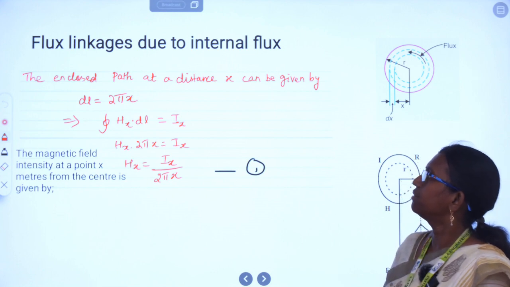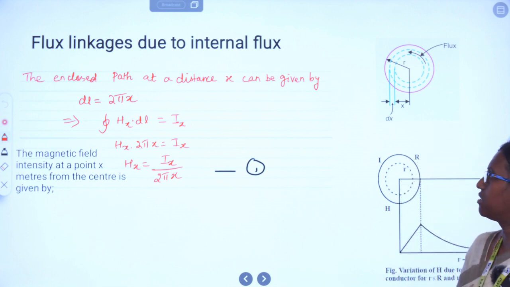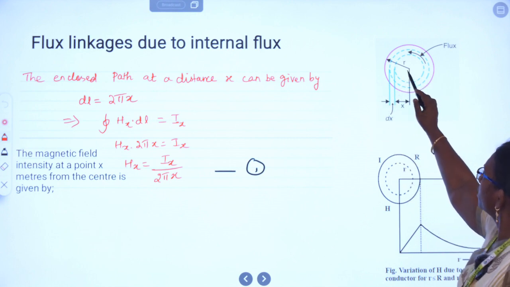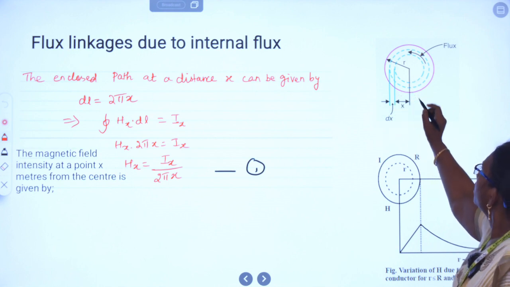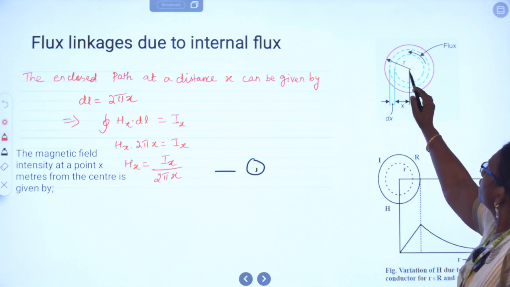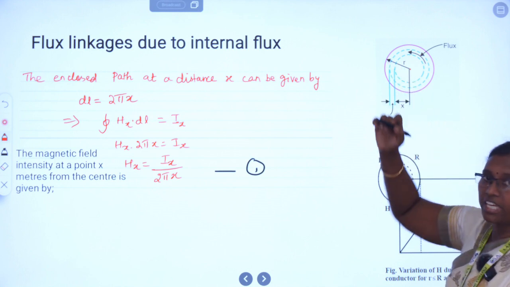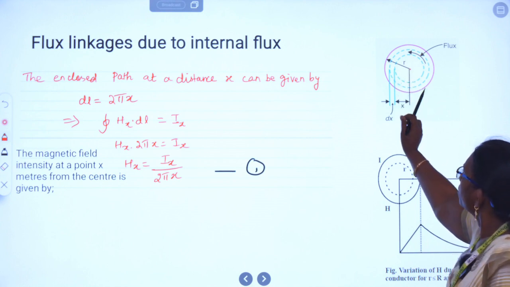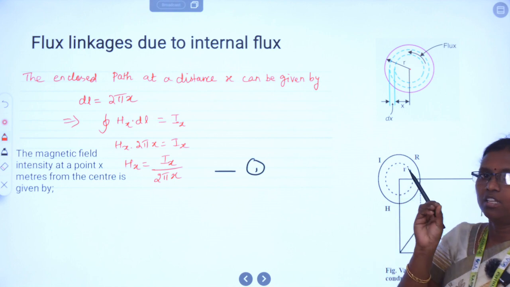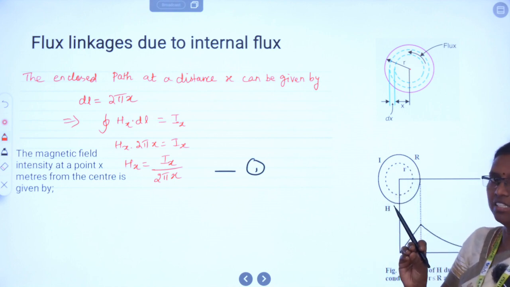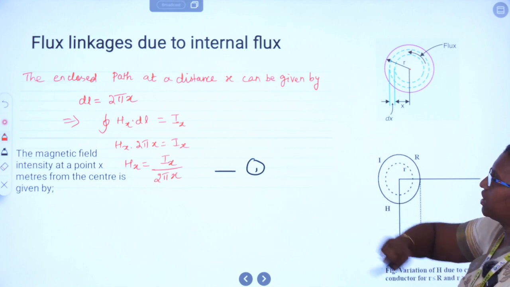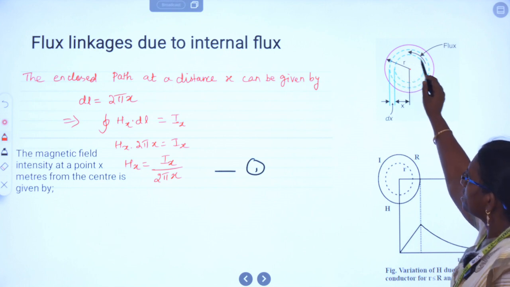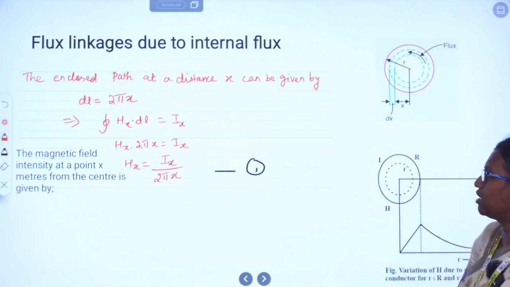First we'll see what is the flux linkages due to internal flux. Let us suppose that we are taking the conductor radius as r, and from the center point the radius is r, and we are going to take up a path, say x radius and a thickness of dx for calculating a part of magnetic field intensity. So for that, let us take the enclosed path at a distance x, where dl is nothing but the perimeter.